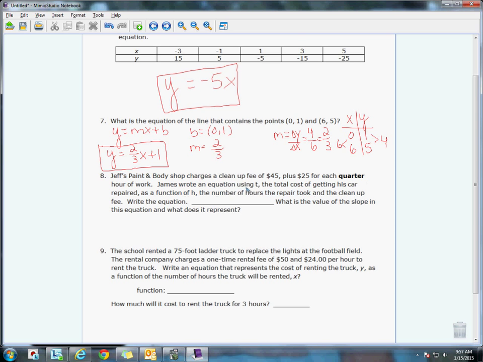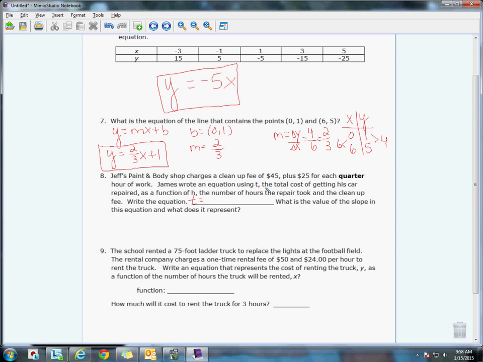James wrote an equation using T, the total cost of getting his car repaired, as a function of H, the number of hours the repair took, and the cleanup fee. Write the equation, and then what is the value of the slope in this equation, and what does it represent? Okay, well, we're going to write an equation using T and using H. So T is my total cost, so I'm going to go ahead and start with T. That's going to equal, no matter what, you have a cleanup fee of $45.